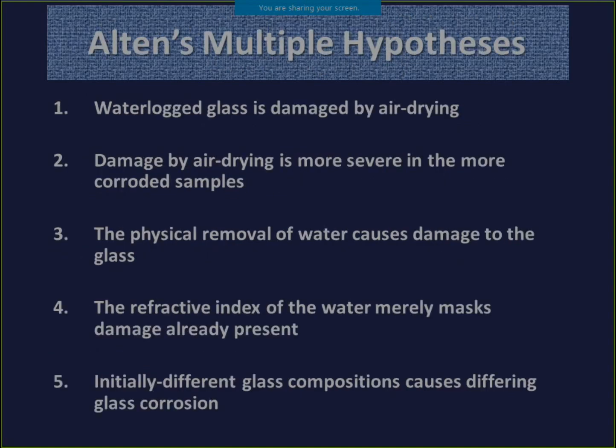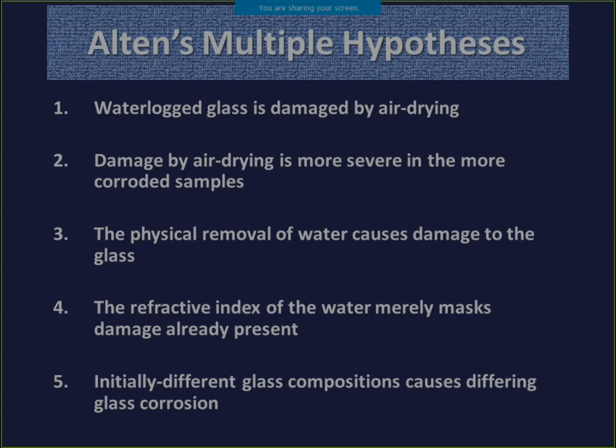She developed 5 multiple hypotheses, and all of these had rationales that explained why she was proposing these hypotheses. So the first hypothesis was that waterlogged glass is damaged by air drying. And her rationale is that she found published sources that indicated air drying might damage glass by causing loss of material. The second hypothesis was damage by air drying is more severe in the more corroded samples. And her rationale is that the more corroded samples might be damaged more severely by air drying through loss of structural strength.